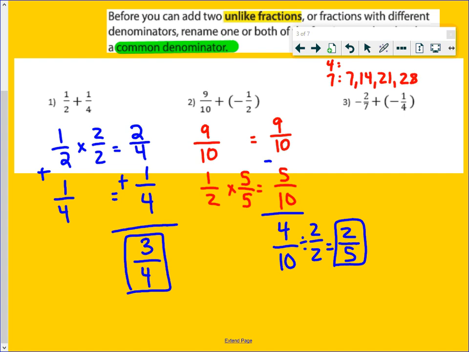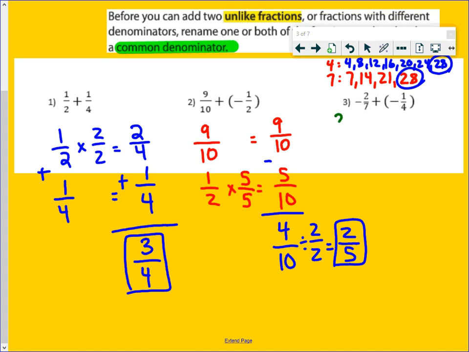7 times 4, which is 28. We'll do the 4 here. So 4, 8, 12, 16, 20, 24, and 28. And our common multiple is 28. So we're going to need to be changing both of these fractions. But thankfully we can add these because they're both negative. So we're going to rewrite them.